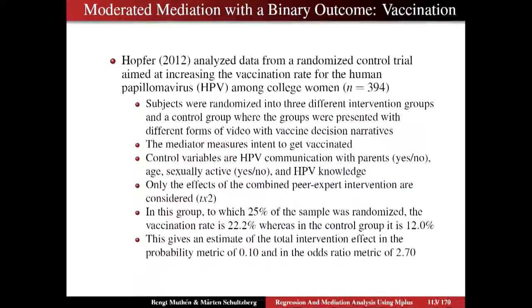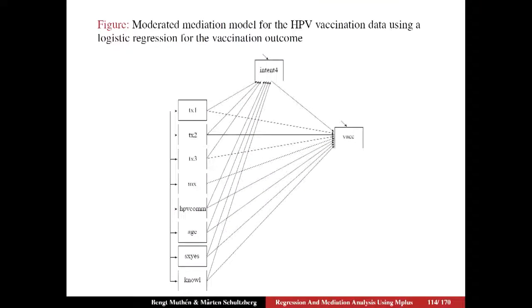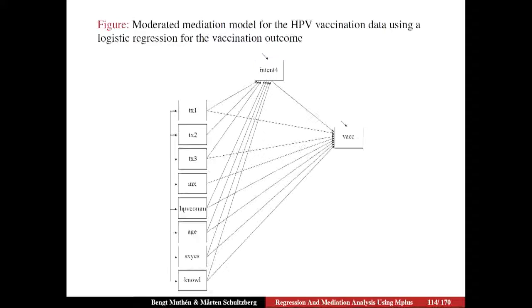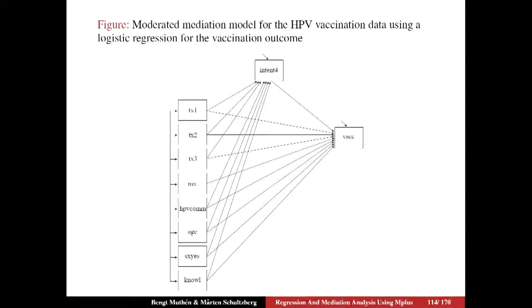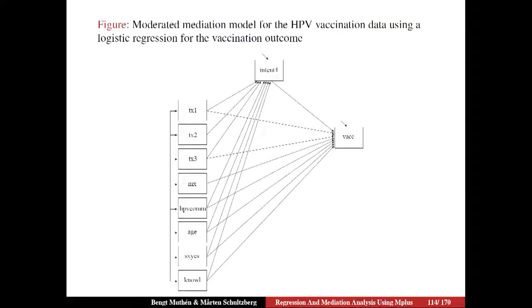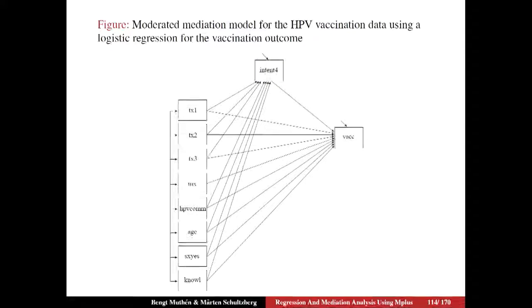So this is an interesting example because it has many complications. Maybe start with the picture here first. You have the slides next to each other so you can see. This has to do with being vaccinated or not for the HPV. Here you have an intent to vaccinate mediator, and in this case several treatment variables. We're going to focus on the treatment variable called TX2. And we're going to take a look at the model that has an interaction between this treatment and the mediator.